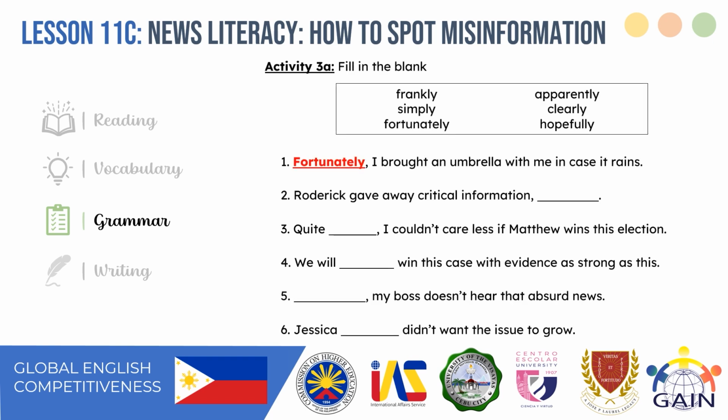Complete the following sentences by filling them in with the correct attitudinal adverbs contained in the box. The correct answer for the first sentence is fortunately because it appropriately conveys the positive outcome of bringing an umbrella, as it implies that the rain was expected and the umbrella was a wise choice to have on hand. Now hit that pause button and start answering. Now here are the correct answers.